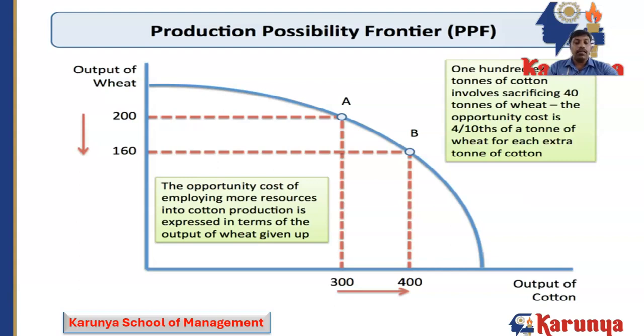The opportunity cost is 0.4 tons of wheat for each extra ton of cotton. So here the opportunity cost of employing more resources into cotton production is expressed in terms of the output of wheat given up. So this is the basic concept of the production possibility frontier.